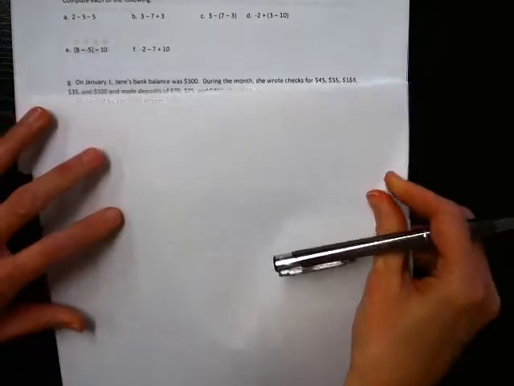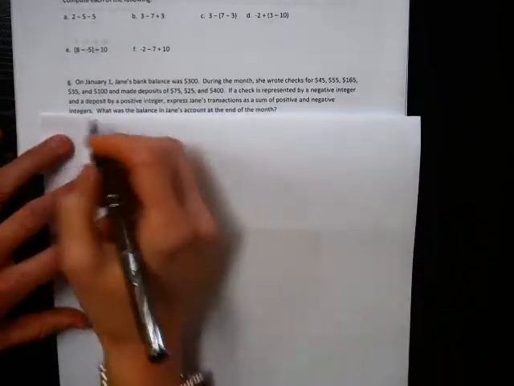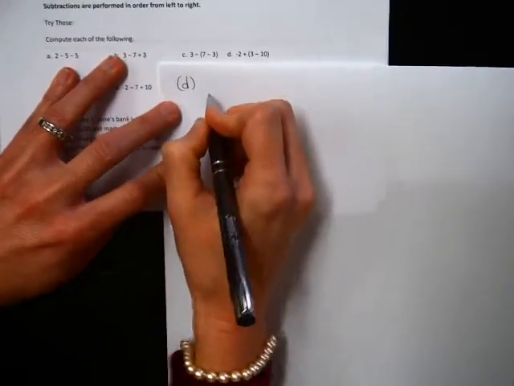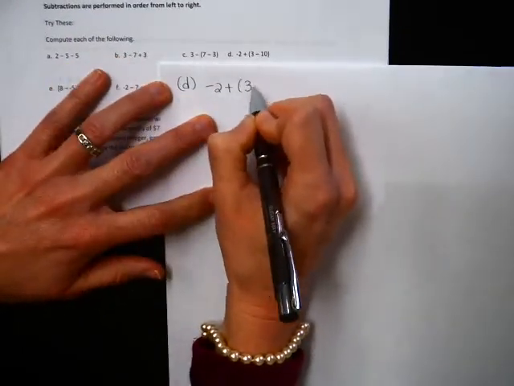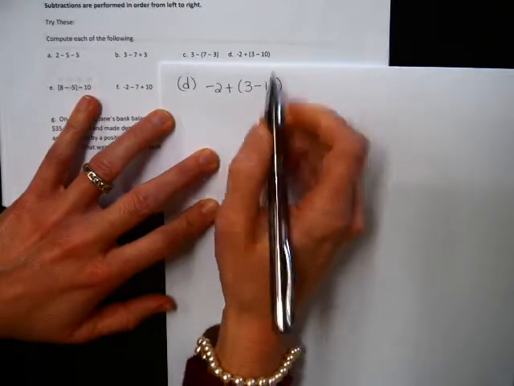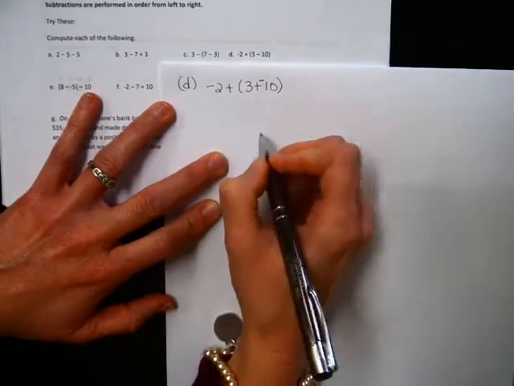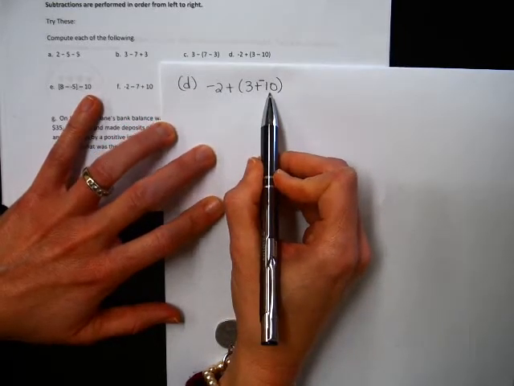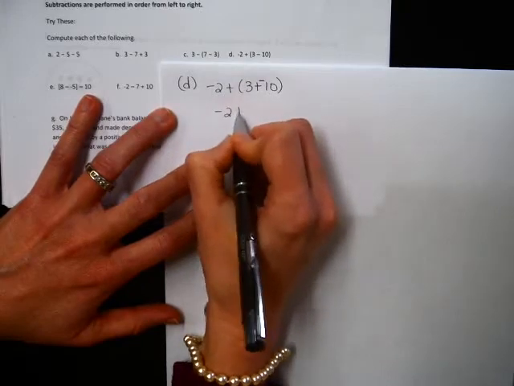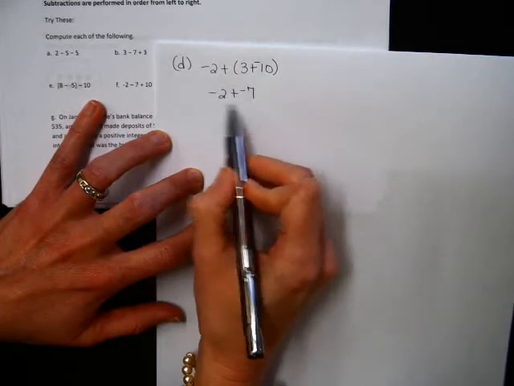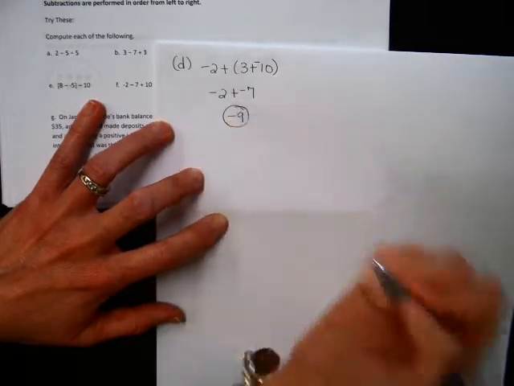Okay, so if we move on to D, for D here, we have negative 2 plus, parentheses, 3 minus 10. And again, I'll work inside my parentheses. So 3 minus 10 is really 3 plus negative 10. And so signs are different, so I will subtract and keep the sign of the higher number. That gives me negative 7. So this is really negative 2 plus negative 7. Well, now I'm adding and signs are the same, so I add and keep the same sign. So I get negative 9 for my final answer.